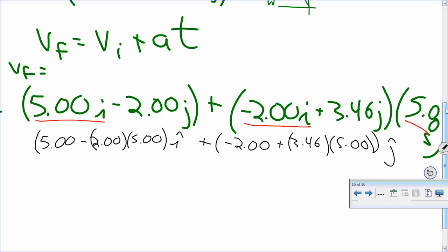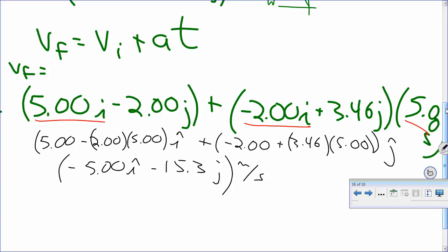So 5 minus 10 is going to give me negative 5.00 I. And then over here, 5 times 3.46 is, what, 17.3? Minus 2 is 15.3. And then what are my units going to be? Meters per second, because that was a velocity, right?